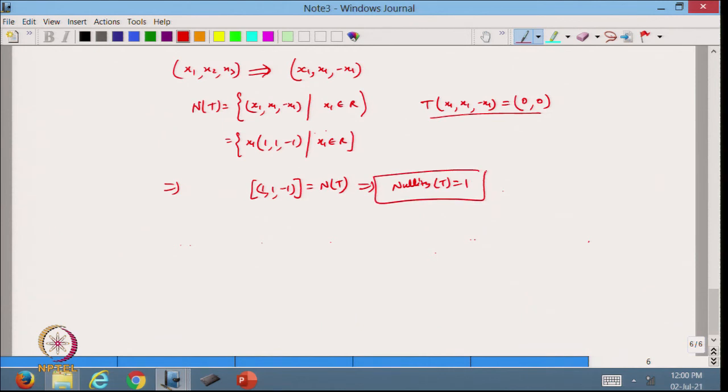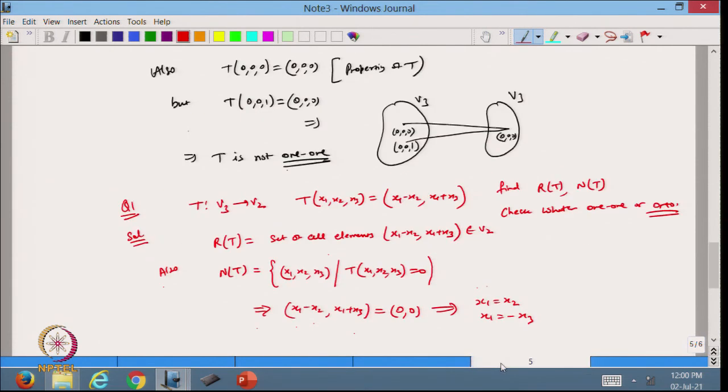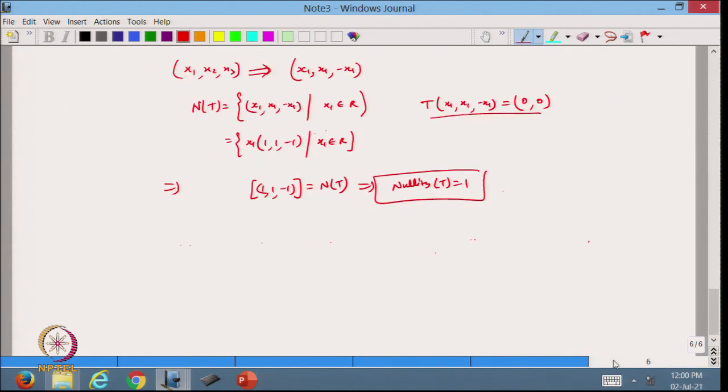So, this way we are able to define the range space and nullity. The rank will be, of course, 2, because here all the elements are of this form. Now, the question is whether it is one-one and onto or not. Now, to check onto, how can we check onto?